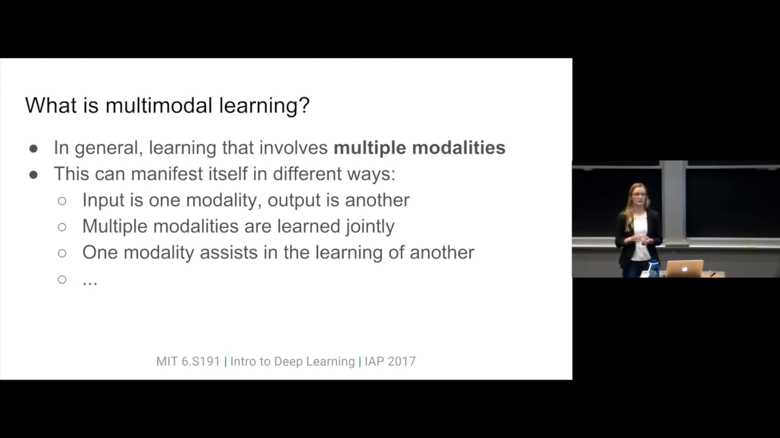But multimodal learning is just learning that involves multiple modalities. And this can manifest itself in different ways. It could be a model where the input is one modality and we're trying to translate it to a different modality. Or it could be that we're learning two modalities both as inputs to the model. Or it could be something like one modality we've already learned and we're trying to use that to assist in the learning of a new modality. There are lots of different ways, but these are just some examples of how we can use multiple modalities together.